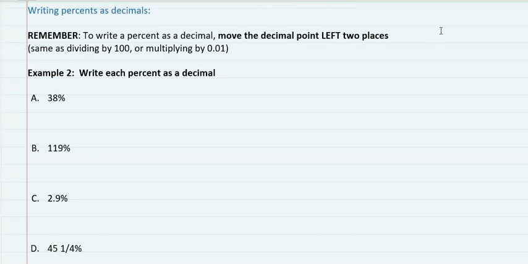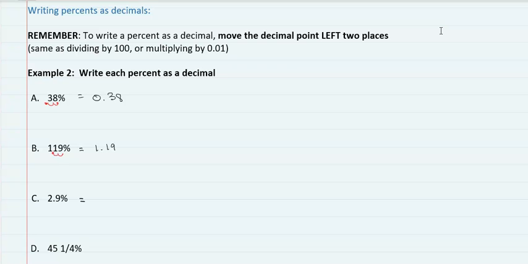So we've got 38%. So we're going to take the decimal point, which was here, and move it back 2 places to the beginning. So this becomes 0.38. And we usually try to put a 0 first because that's the placeholder. All right. For the 119%, the decimal point sits at the end of the number, so we go back 2 places, and it turns out that it's 1.19. So anything over 100% is not going to have a 0 at the beginning.